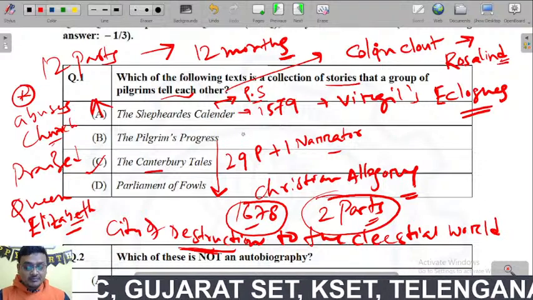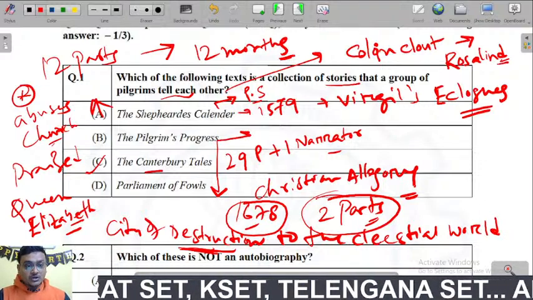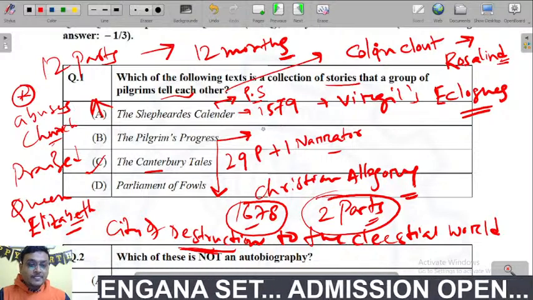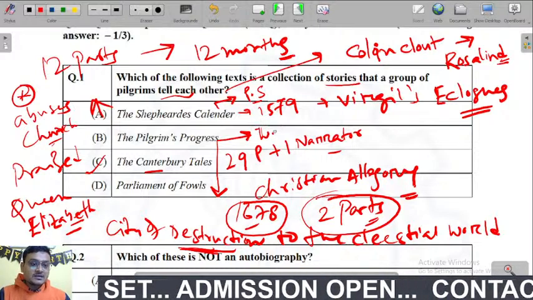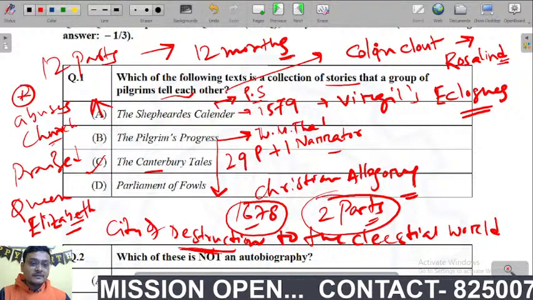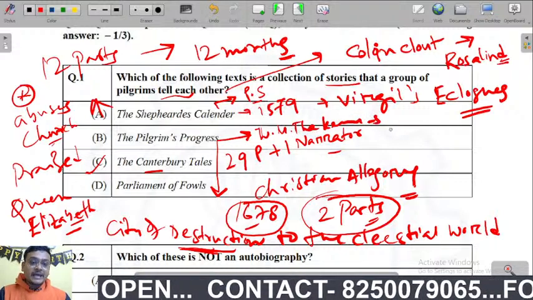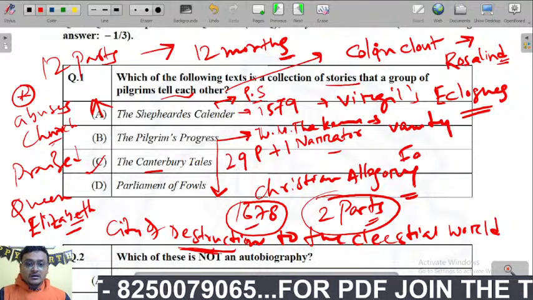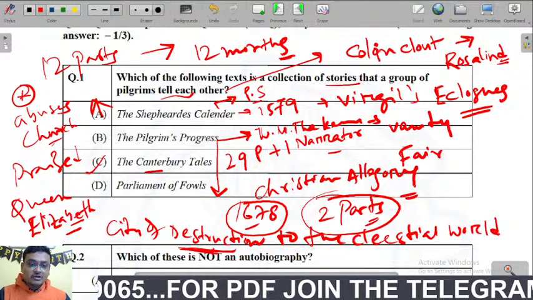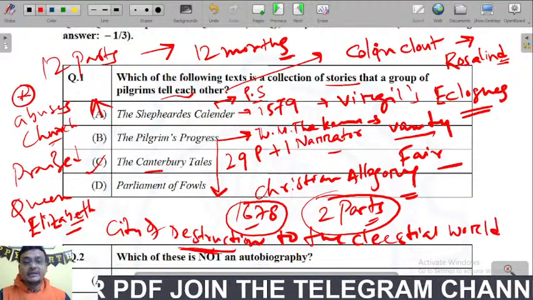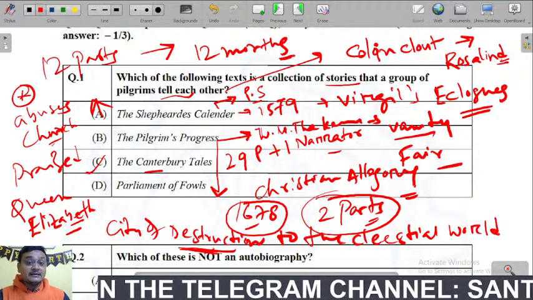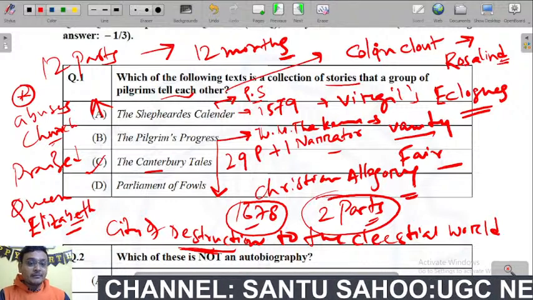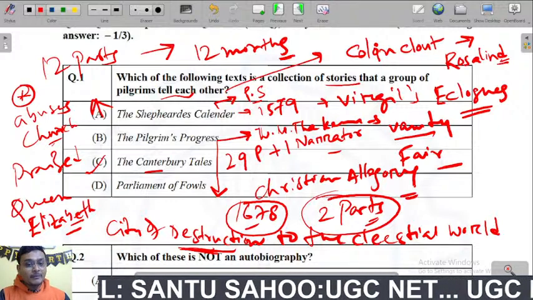Even here, the Pilgrim's Progress title has also influenced William Makepeace Thackeray's work called Vanity Fair. Vanity Fair is one of the finest novels of the Victorian period by William Makepeace Thackeray, and the title of Pilgrim's Progress influenced him to write the novel Vanity Fair.